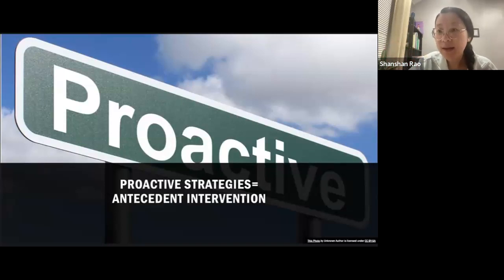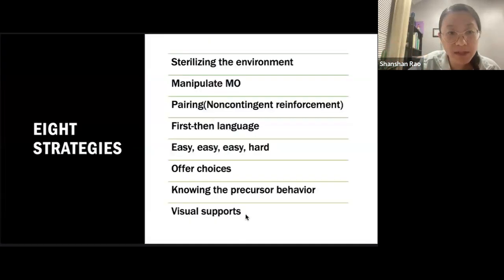And we have some strategies, some solutions, and I have 8 strategies for you to use in your session. The first one is sterilizing the environment. The second one is manipulating the ammo. The third one is pairing. The fourth one is using first-then language. The fifth one is using easy-hard tasks. The sixth one is offering choices. The seventh one is knowing the precursor behaviors. And the last one is using visual support. Does anyone know any items on the list, or can anyone try to give an example?